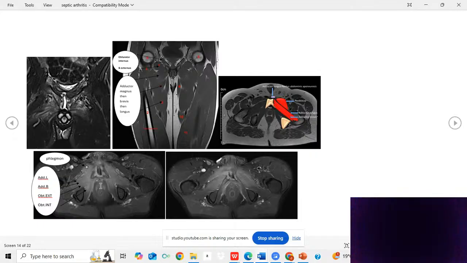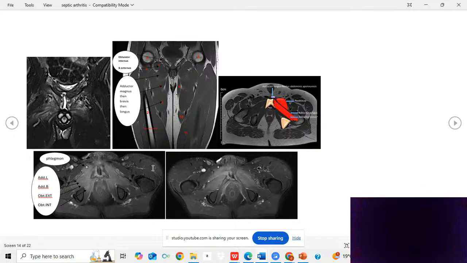Okay, so this is the normal appearance of the muscles. As you can see, all the muscles are of the same intermediate signal intensity on T1 weighted images. Can you see these muscles on coronal STIR images? Can you see the signal? Yeah. Abnormal high signal intensity compared to the normal.